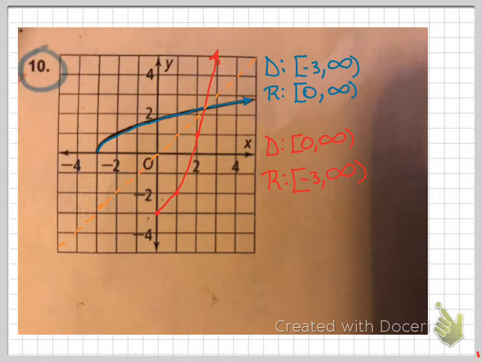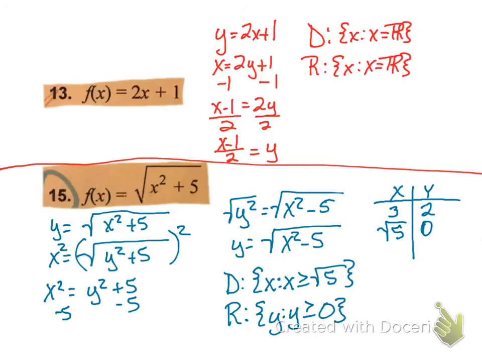Showed you my line of reflection, my line of symmetry over y equals x. On my red graph, my domain was 0 to infinity, and my range was -3 to infinity. Okay. On this one, number 13 was for regular, 15 was for advanced. Number 13 comes out to be a linear equation. We know that linear equations have domains and ranges of all real numbers.